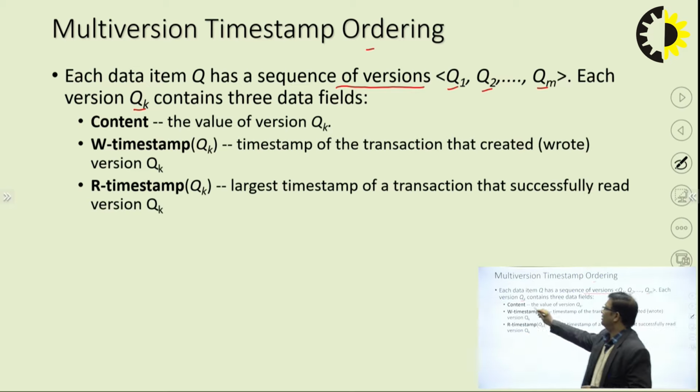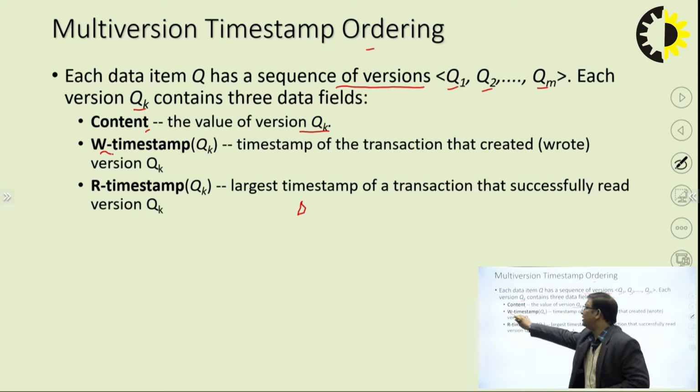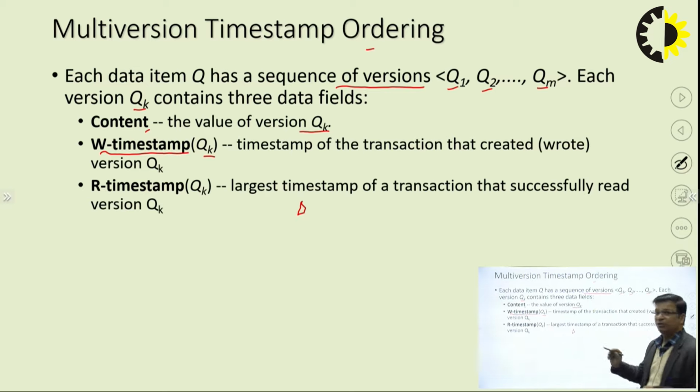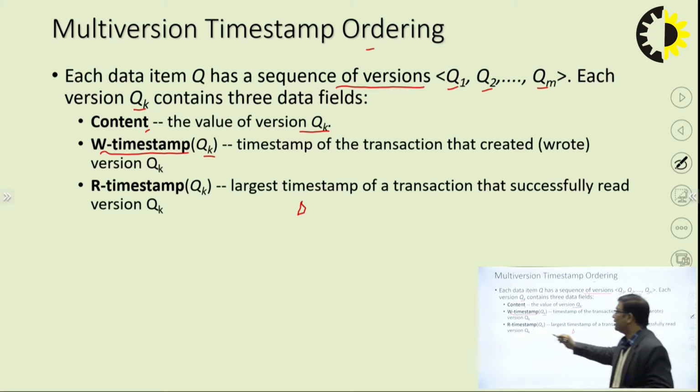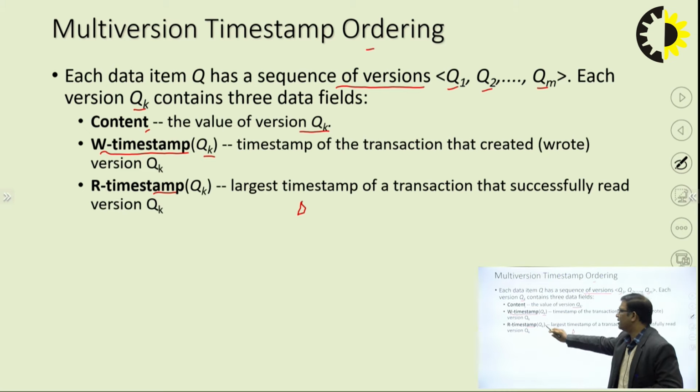The first is the content, the value of the version Qk. What is the value? Second is the write time stamping. If we want to change the value of item Q, then the time stamping. Third is the read time stamping, when the particular variable has been read. So the three values: the content, the write time stamping and the read time stamping.